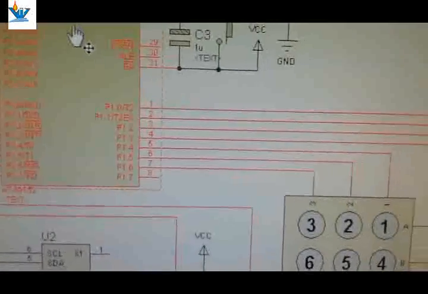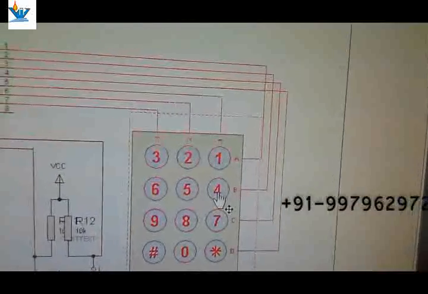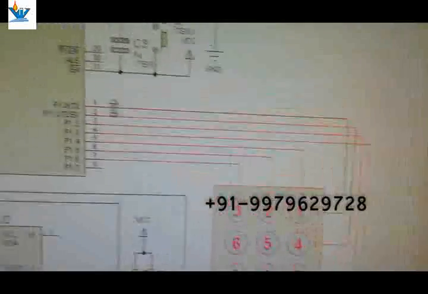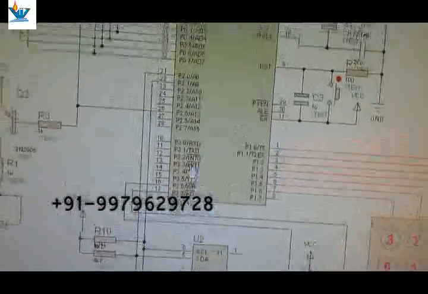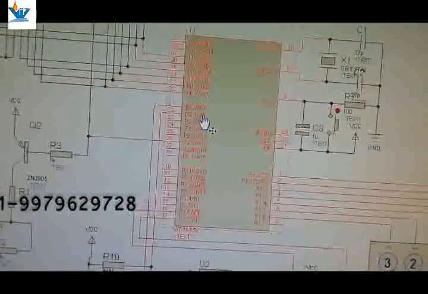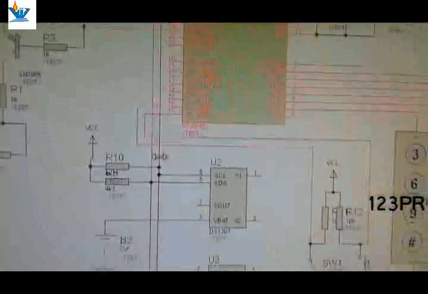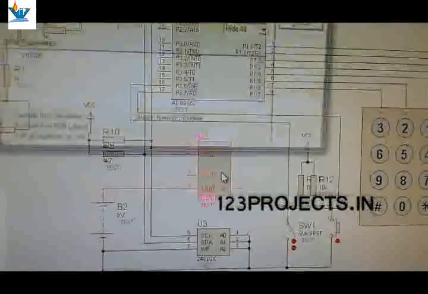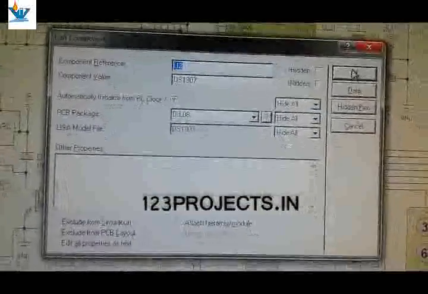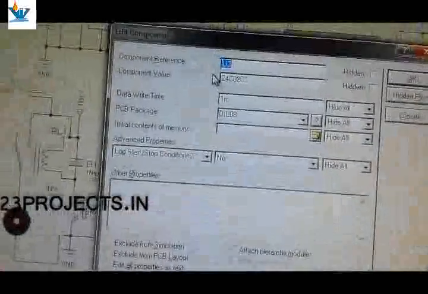Port number 1 of 8051 is attached with a 4x3 matrix keypad. Port number 2 of the microcontroller, with bit 0 and bit 1, means pin number 21 and pin number 22, is connected with APROM and RTC. RTC means real time clock, while APROM means non-volatile memory.